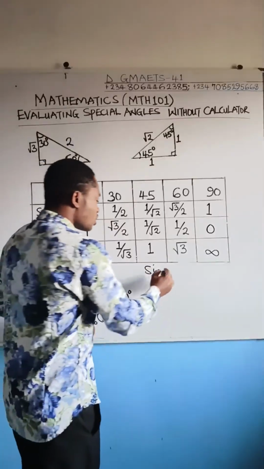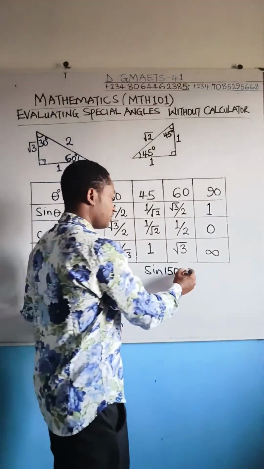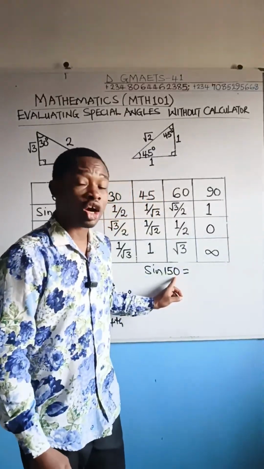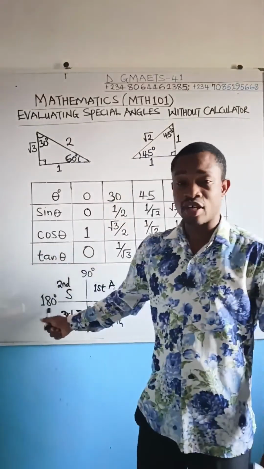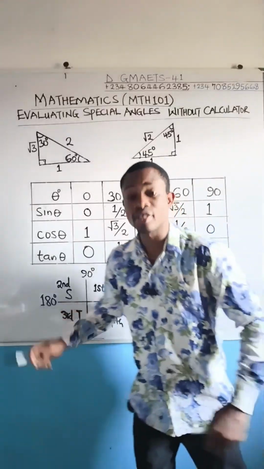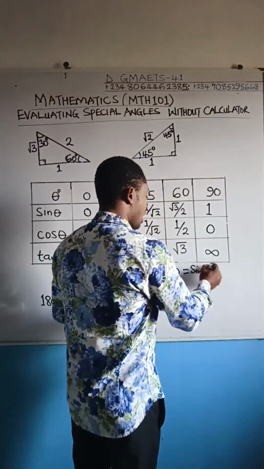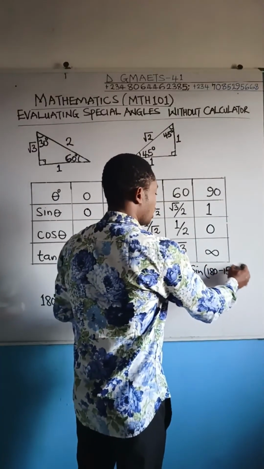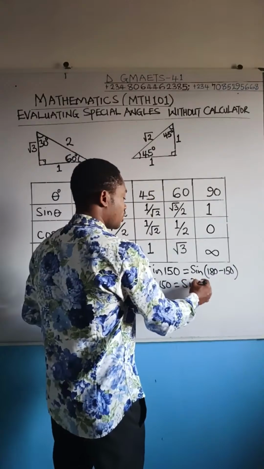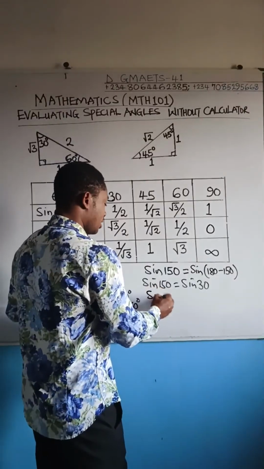Now the next special angle is 150. So let us go ahead to obtain the value of sine 150, cos 150, and tan 150. Let us evaluate sine 150 as the next special angle, because after 135, it is 150. In our previous class yesterday, I explained that once you are dealing with angles in the second quadrant, because 150 is between 90 and 180, you have to subtract from 180 degrees. So sine 150 is equivalent to sine of 180 minus 150, which is sine 30 degrees.